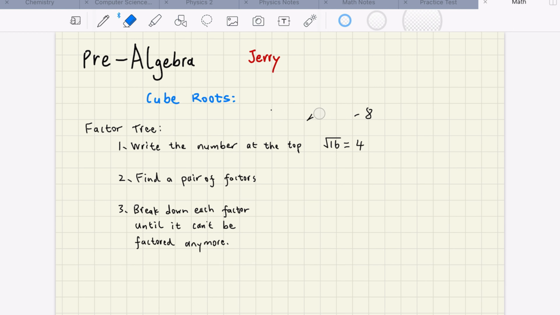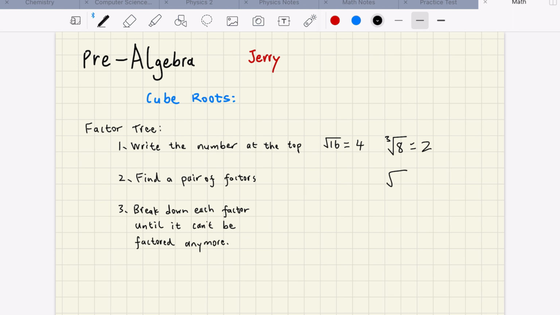And sorry, I made a mistake here. So the square root, you write it like this, right? But actually, you have to write a 2 here. But we just assume that without the 2, it's just a square root. However, if you have cube roots, you have to write a 3 here to signal that it is a cube root, and we have to multiply the factor by itself 3 times. So the cube root of 8 is 2.